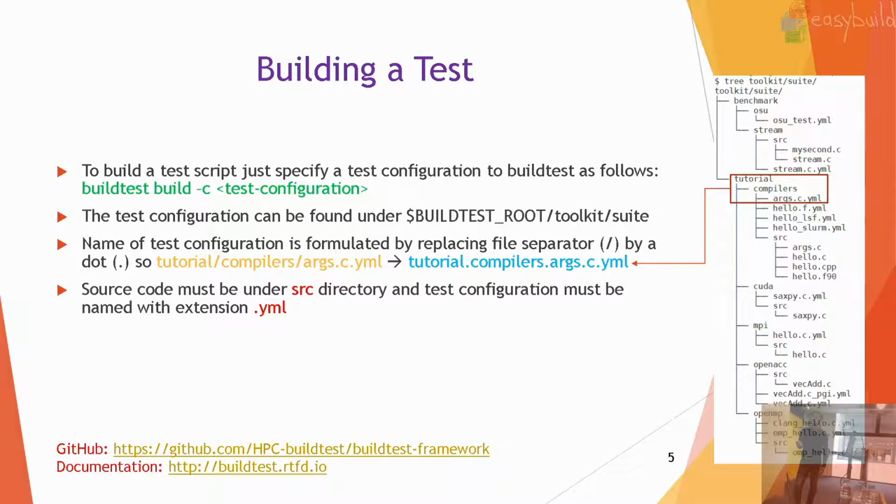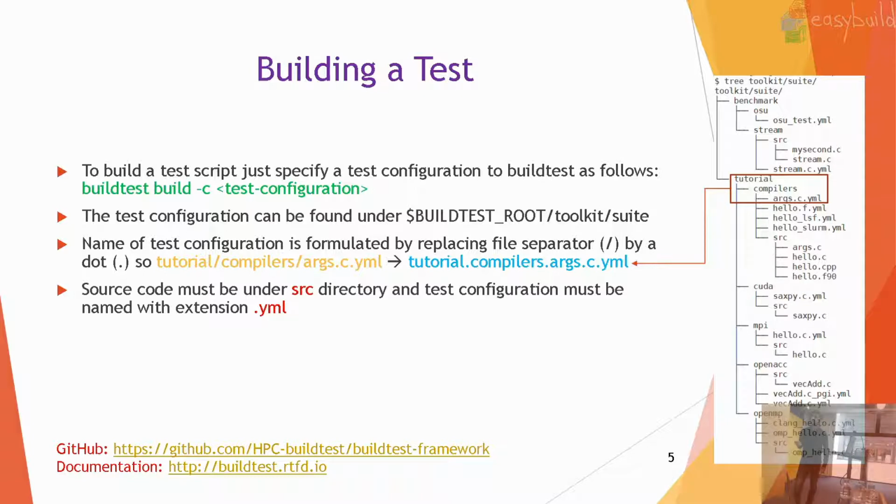So to build a test, the command is called buildtest build, and then -c is for configuration, and then the test configuration. The configuration files are in the toolkit suite directory in the root. This is a view of the directory structure at this point.